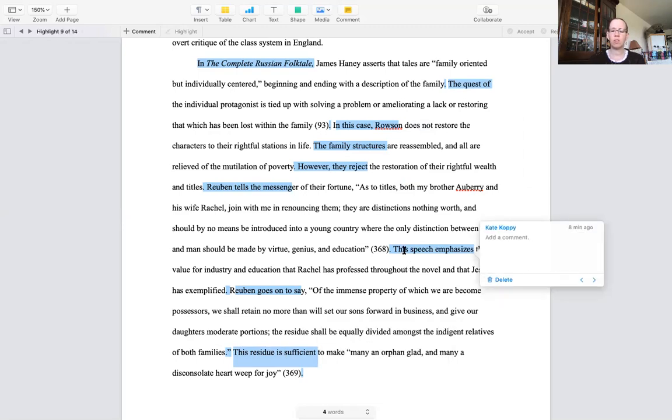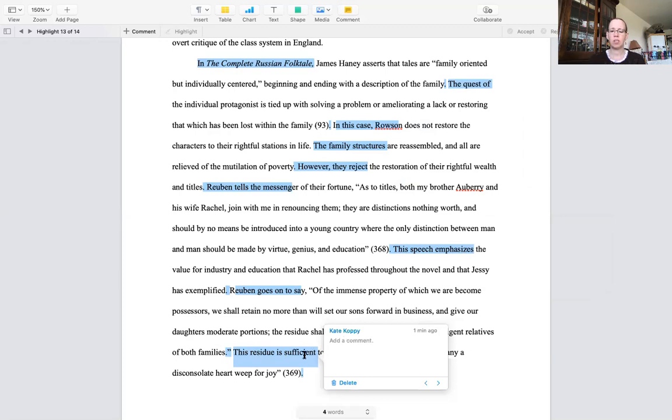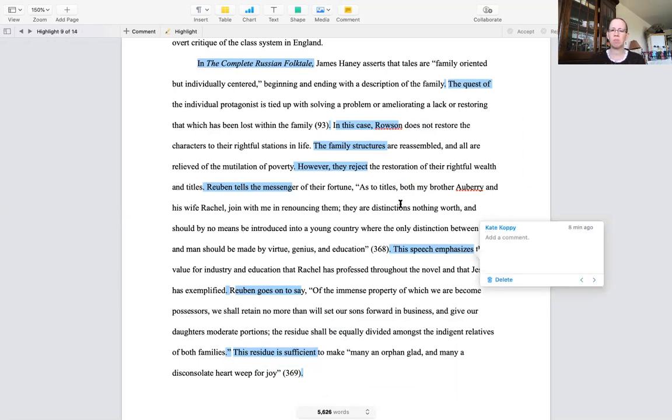Then I have a couple of sentences that start with "this." So here I've got "this speech emphasizes," and here I've got "this residue is sufficient." In both of these cases, I'm using "this" plus a noun, this speech, this residue, to refer back to something that came from the previous sentence. I want to be careful about this. I only do it twice in this paragraph, so I'm going to leave it alone for now. But I want to make sure that I'm not doing it too much more. So twice is probably okay.